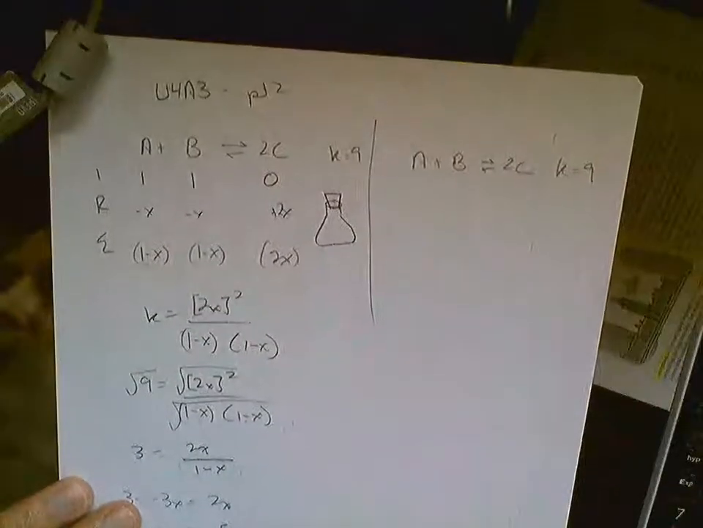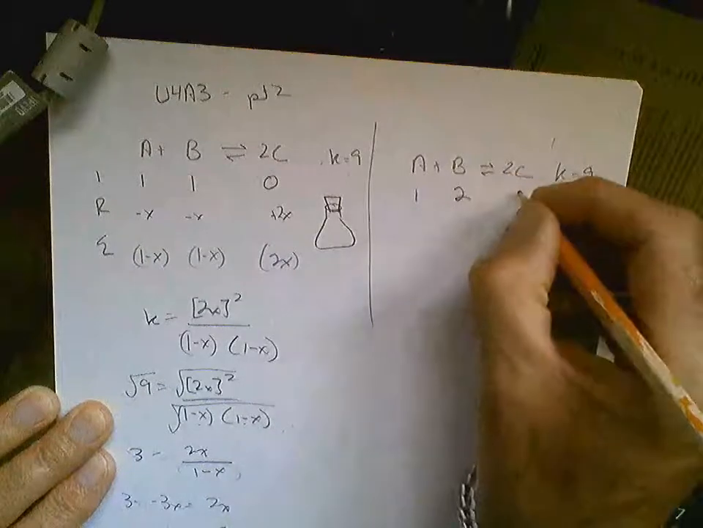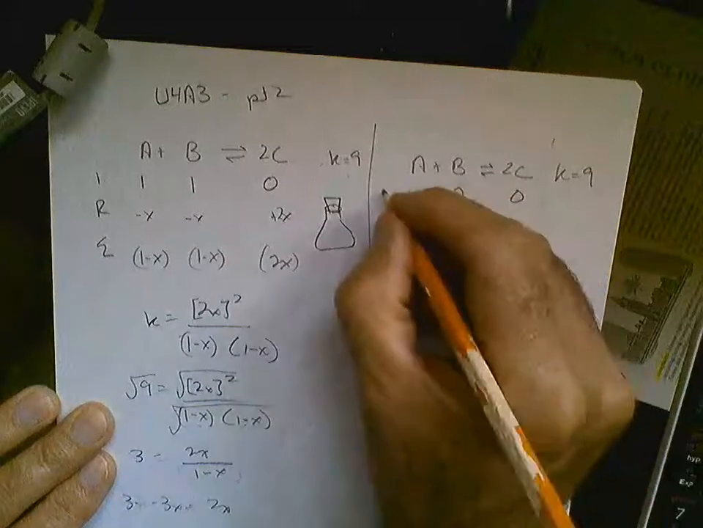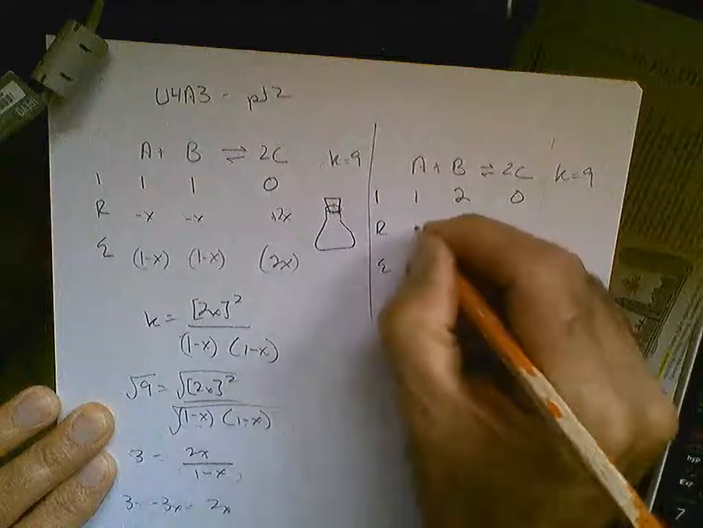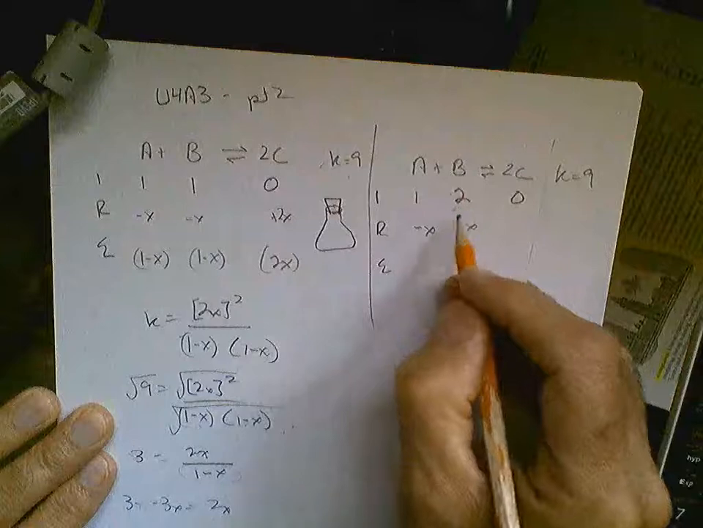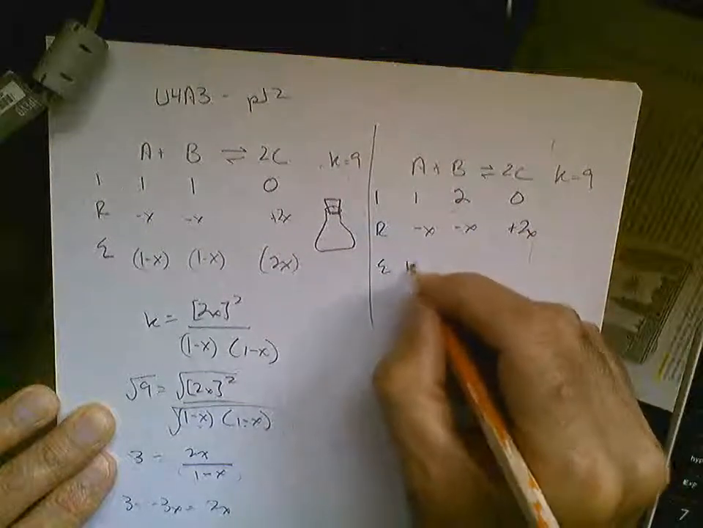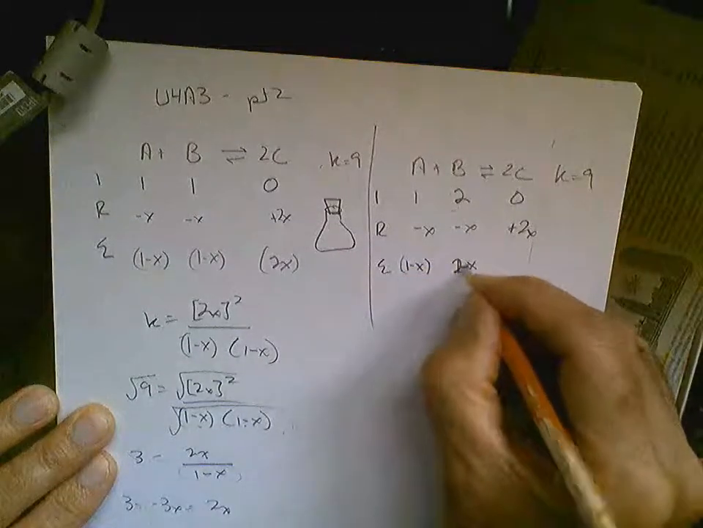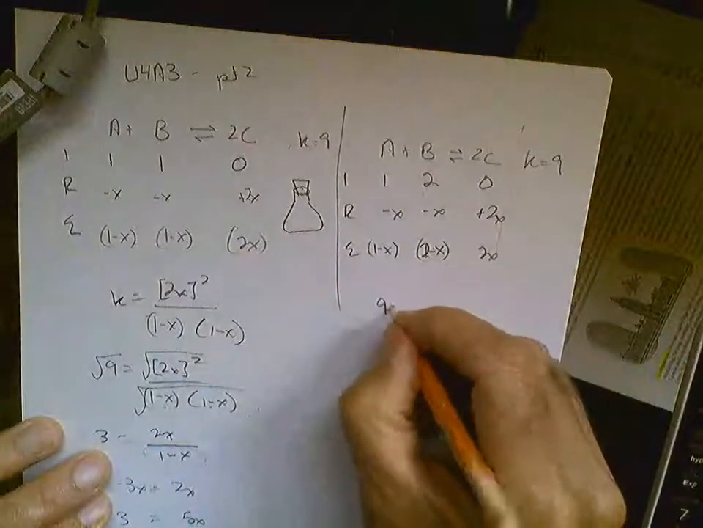Let's throw a wrench into this. Let's say we have 1, 2, and 0. So all I've done is I've changed my concentration so those two are not the same. Remember, this is not a coefficient in front of the B, this is an amount. You're going to see in a minute what the problem is. Let's set up our ICE chart.